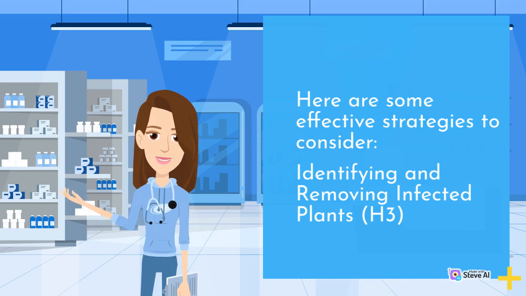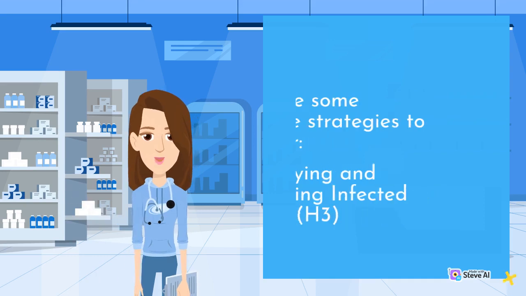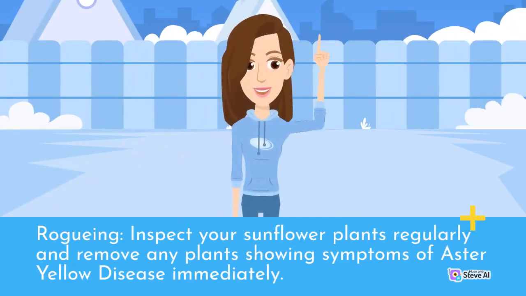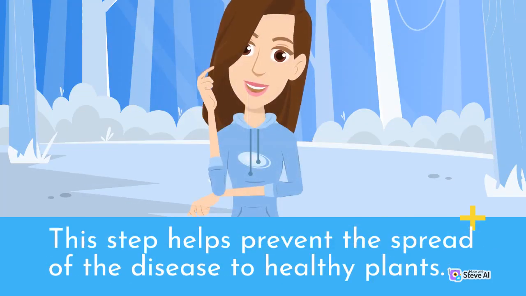Identifying and removing infected plants. Inspect your sunflower plants regularly and remove any plants showing symptoms of Aster Yellow disease immediately. This step helps prevent the spread of the disease to healthy plants.